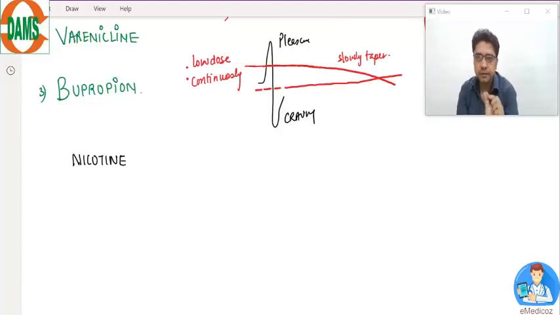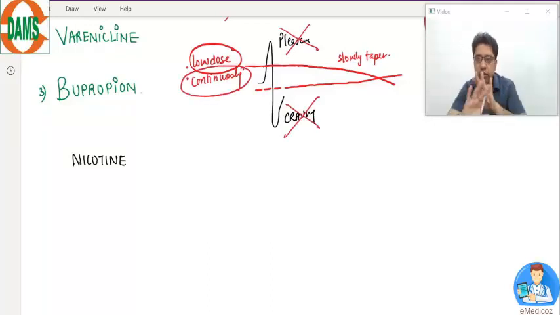Now let's understand this part. Why are we giving nicotine in a low dose? Because in a low dose it will not produce pleasure. And why are we giving it continuously? Because if you give it continuously, it will not lead to craving either. So the same drug which was present in cigarettes, nicotine, is also given for smoking cessation, but in a low dose and continuous fashion to break this cycle of pleasure and craving. Do you agree with this point? So can we give this nicotine as a transdermal patch?